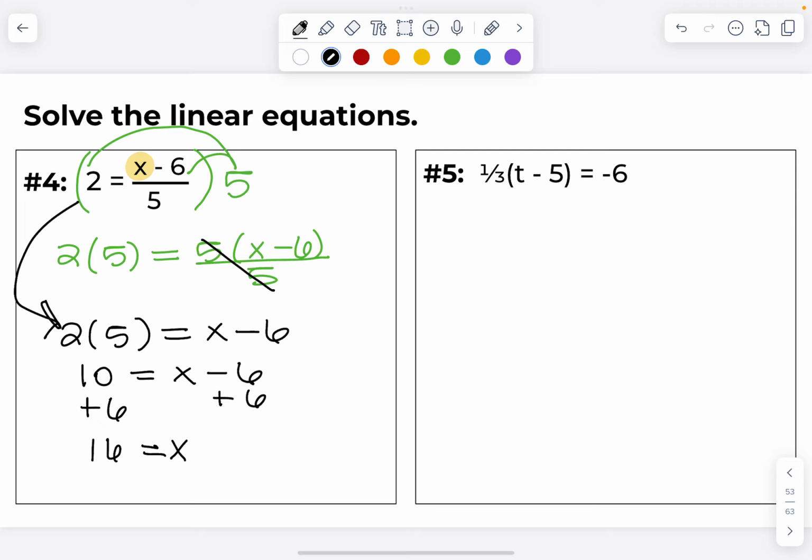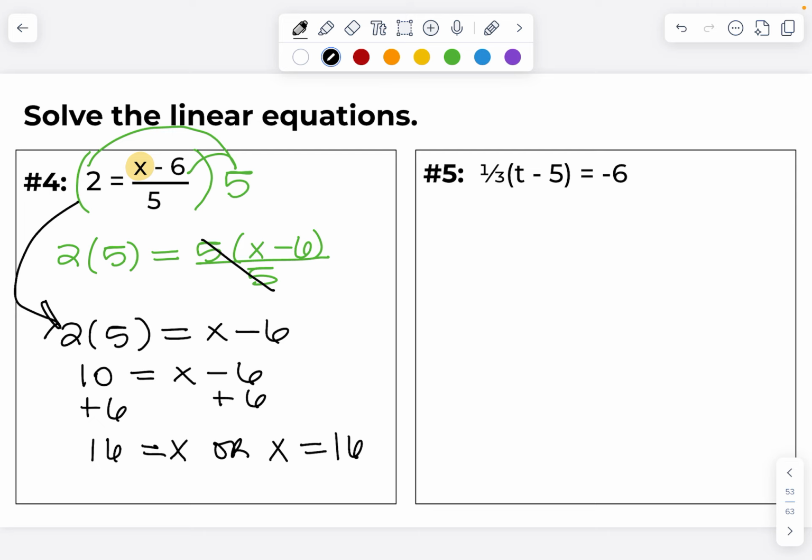Now, I know having a number equals x sometimes freaks us out, so you can also write this as x equals 16. You can change the order that it's written, no problem. So that is number 4. Now let's look at number 5.